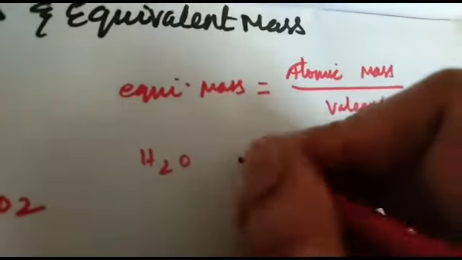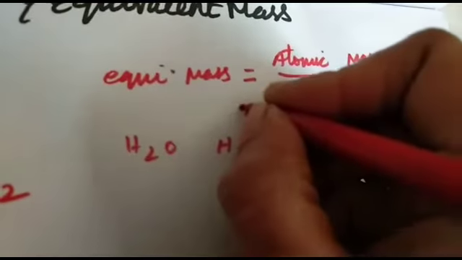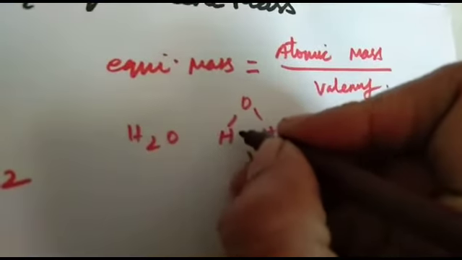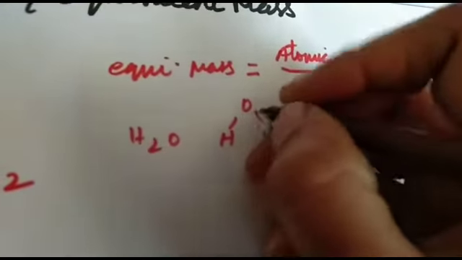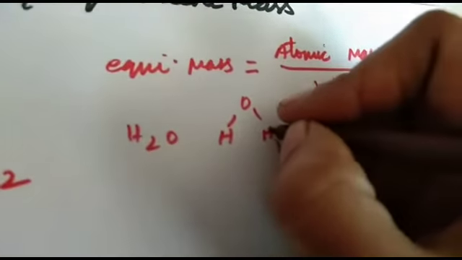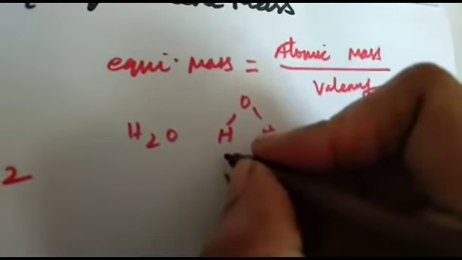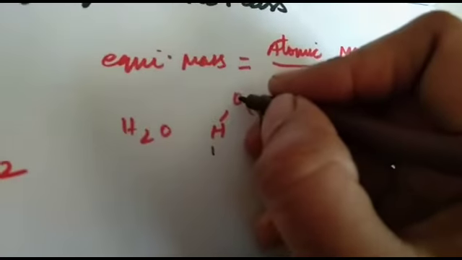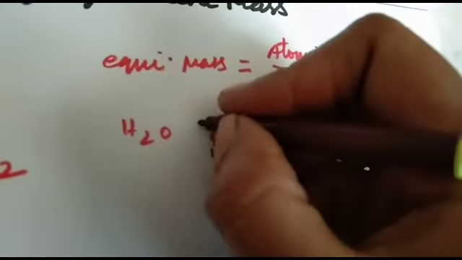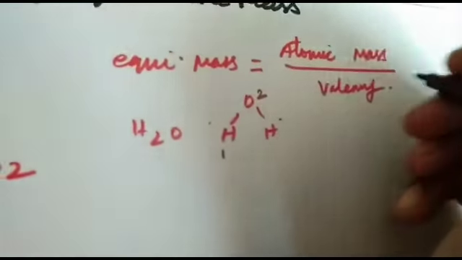Example, H2O. What is the structure of water? Hydrogen connects to oxygen, and another hydrogen also connects to oxygen. One hydrogen connects to one oxygen, so hydrogen valency is always 1. Oxygen connects to one hydrogen and to another hydrogen, both hydrogens connect to oxygen, so oxygen has valency number 2.